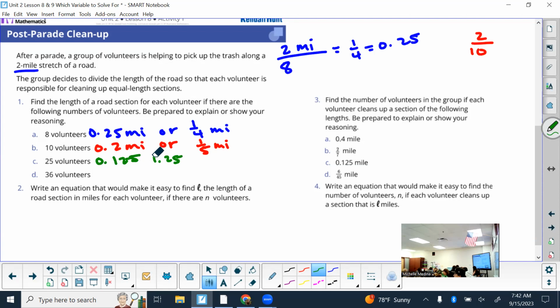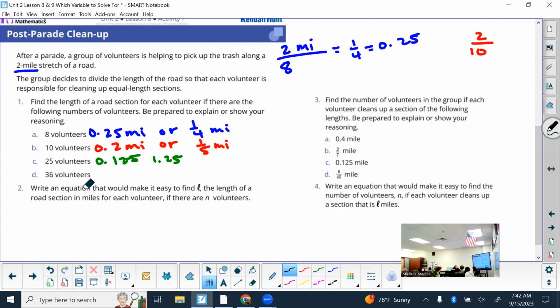For table 4 though, do you have something for 36 volunteers? 0.5 repeating. Okay, so let's see. In each situation, so A, B, C, and D, the only thing that is changing is what? Is the miles changing, like that they have to clean up? No, the 2 miles is still going to be there. But what's changing each time?